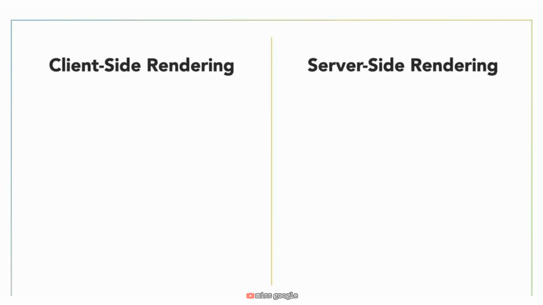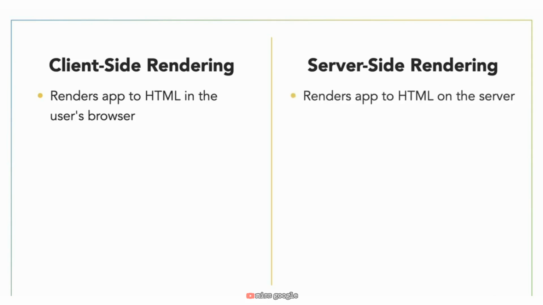We'll see what this looks like in code very shortly, but first let's talk about some of the comparisons between client-side rendering and server-side rendering. So, as we said, client-side rendering renders the app to HTML in the user's browser. So the user's browser is essentially the one that's doing all the work there. In server-side rendering, however, the server is the one that's doing most of the work, and then it simply sends that finished HTML document to the client. Right? The client doesn't really have to do very much in that case.